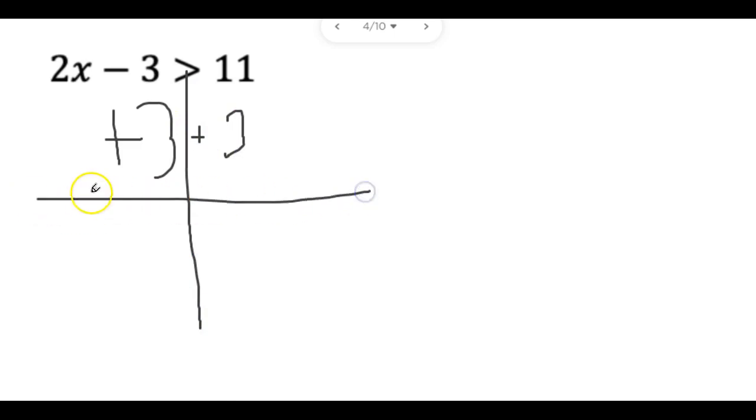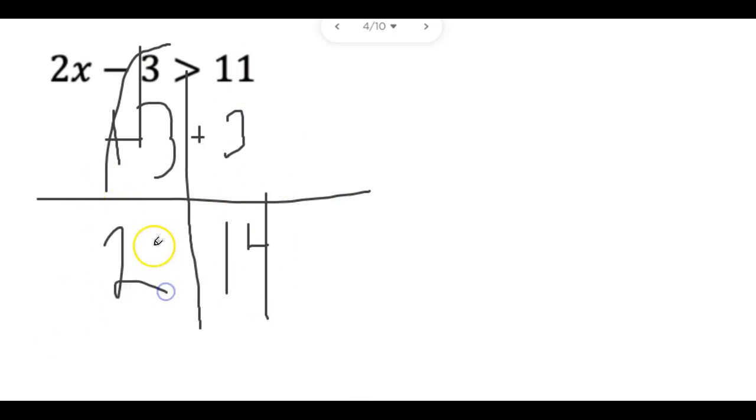Okay. This gives me a 0 pair. That's me trying to cross that out. You end up with 11 plus 3, which is 14. Oh, that's a straight line for that one. And then you got 2x.